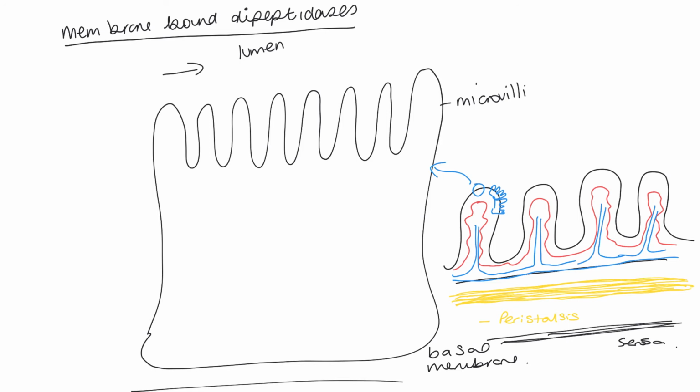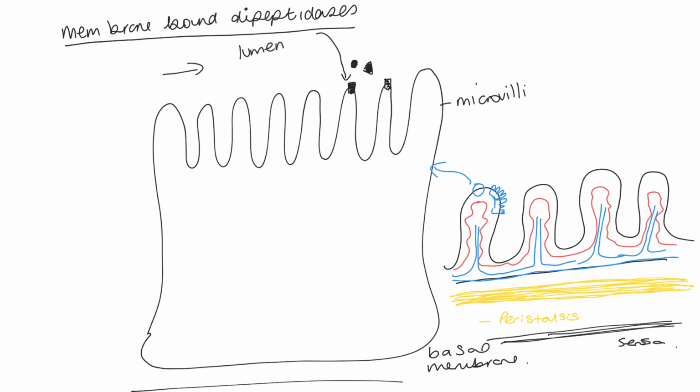Okay, so attached to the membrane, the cell surface membrane, you have got membrane-bound dipeptidases. Membrane-bound dipeptidases break the peptide bond between a dipeptide to produce individual amino acids. Now, the benefit of them being here is that it reduces the distance for these amino acids to then be absorbed into the epithelial cell.